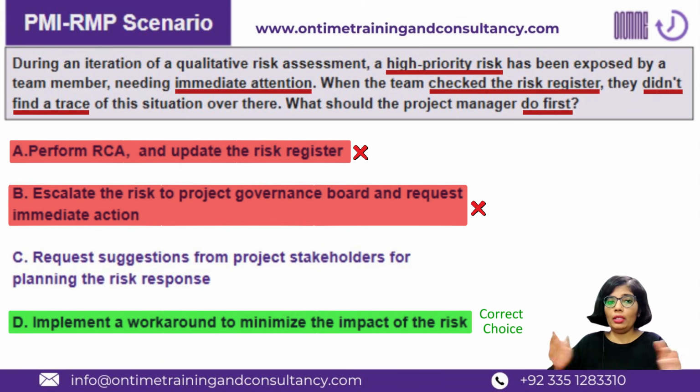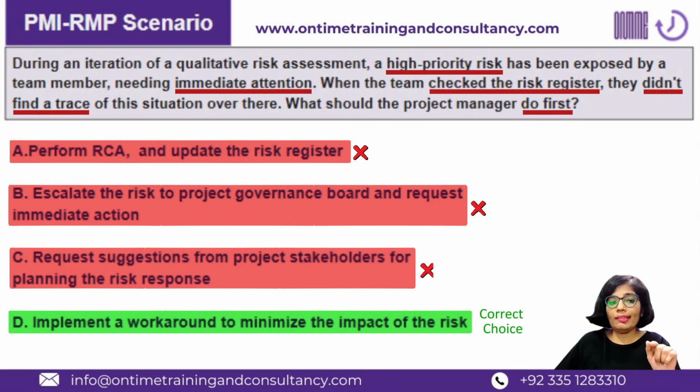Workaround could be anything that the project manager deems correct. It could be applying or using a backup resource, or better utilization of resources, or making use of contingency, or anything that he may apply, or maybe escalating, which is B. But B is one such option. D may have more breadth of possibilities. So B is one such choice, D is a better option, right?